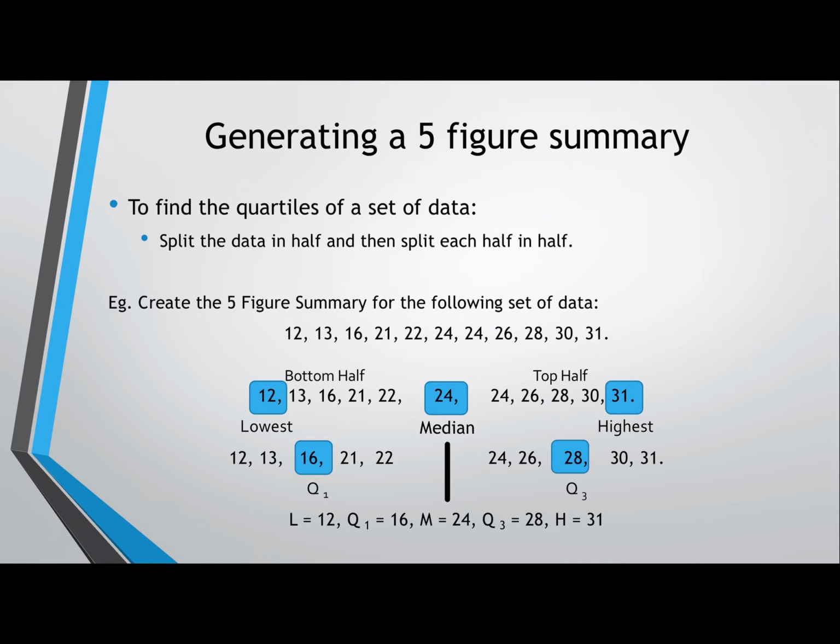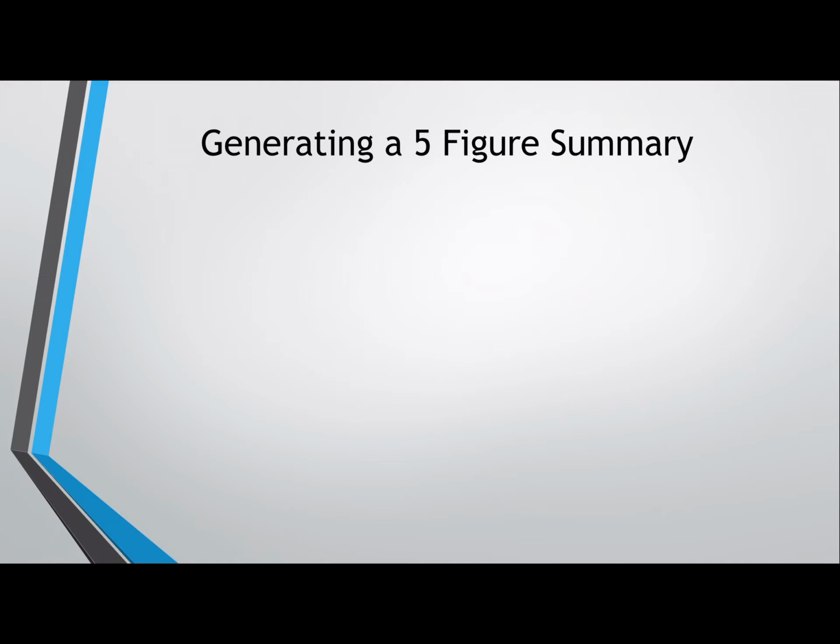So we have our L, lowest number, which is 12, Q1, which is 16, M for median, but it could also be Q2 if you'd rather write it as a Q2. It's the same thing, which is 24, Q3, which is 28, and our highest, which is 31. So, same as what we were doing before, another example for generating our 5-figure summary.